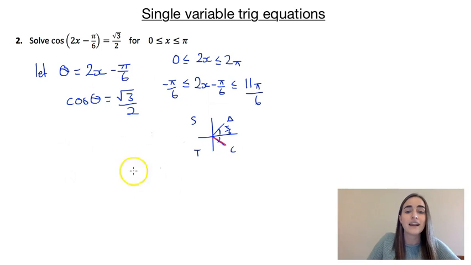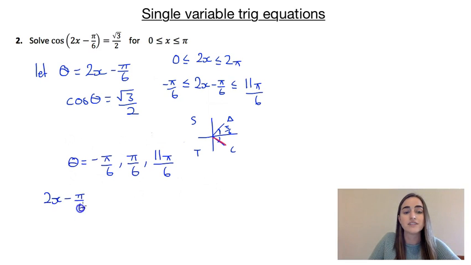So that means that our first value of theta, our first solution, is going to be minus pi on 6. And then we're going to come up this way till we get to pi on 6. And then we're going to come all the way around back to this line. So because of those less than or equal to signs, it can be on the boundary as well. So that's going to be 11 pi on 6. Now again, that's what 2x minus pi on 6 is equal to, all of those things. So we'll just rewrite them for a second.